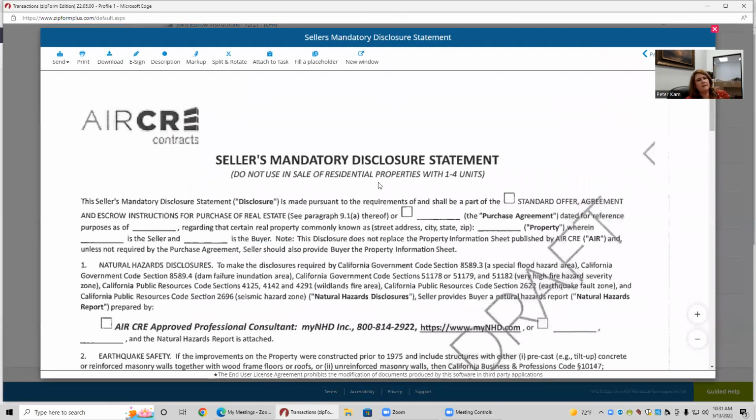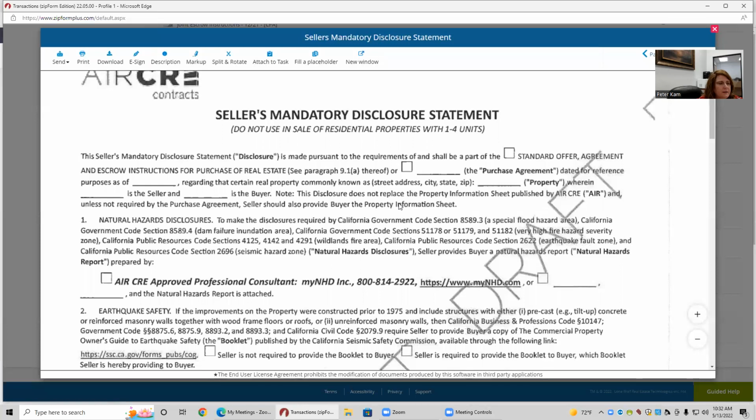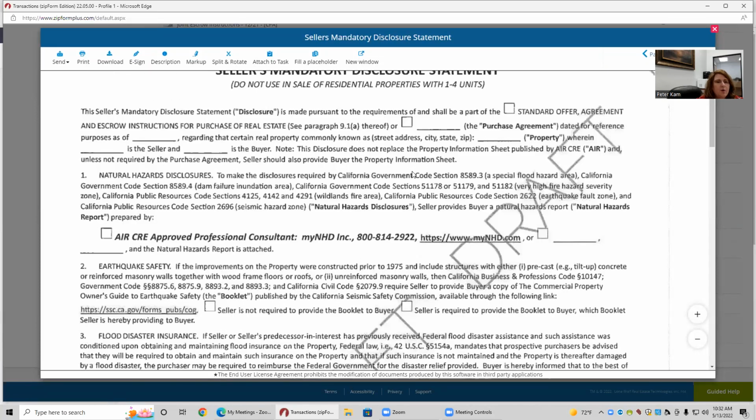So this is called the seller's mandatory disclosure. Do not use in the sale of residential properties. It's stating right here, 1 to 4 units. This is not required. So on commercial property, you're going to go ahead and fill this up. You're still required to provide a commercial NHD report.